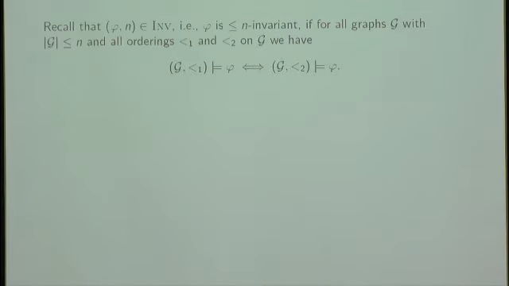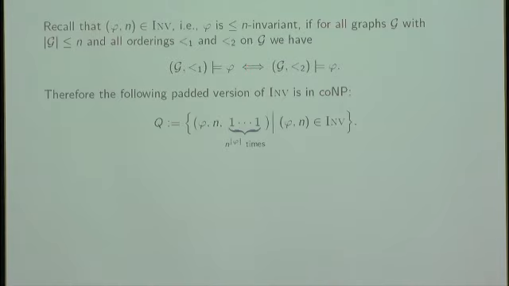Now remember the definition of (phi, n) in invariant. Phi is less or equal to n invariant if for all graphs G with the size of G bounded by n and all orderings less 1 and less 2 on G, we have the equivalence: G together with the first ordering is a model of phi if and only if G together with the second ordering is a model of phi. As you can see, this is a universal condition, for all graphs G and for all orderings. So it's very easy to turn this into a co-NP condition by padding some additional numbers.